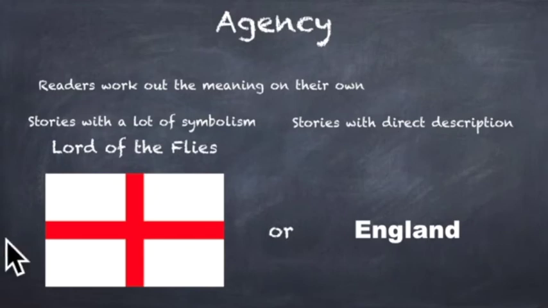And let's use another example. So here we have the St. George's Cross. And here we have 7 letters, ENGLAND, or some of us may call that England. But the reason why the English put the St. George's Cross on their flag and not the 7 letters ENGLAND on their flag is because St. George's Cross uses agency in the storytelling. Or, okay, let me clarify.